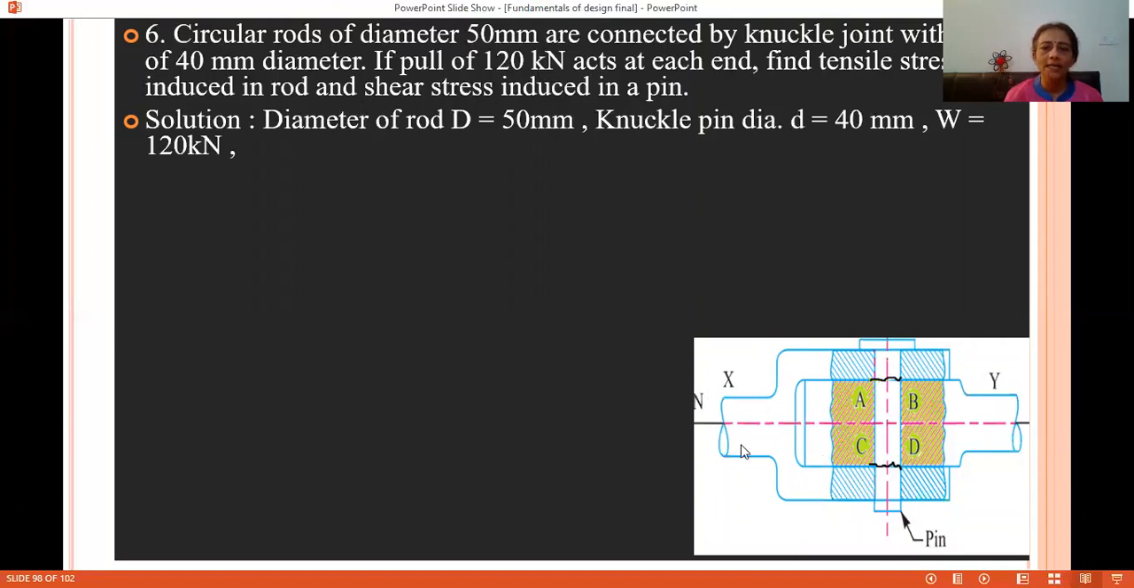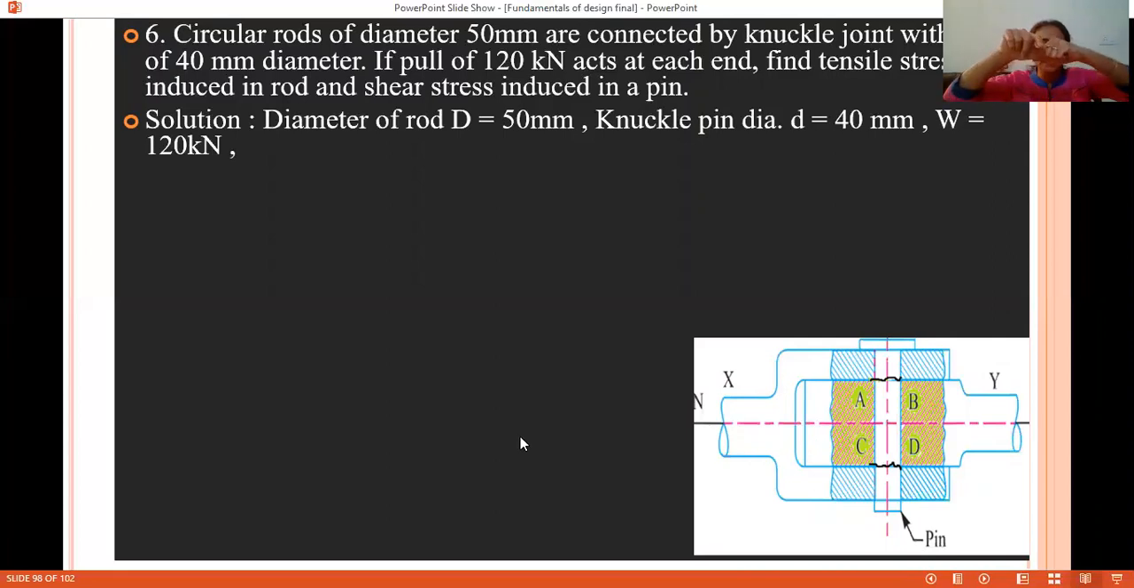The diameter of the rod is 50 mm and the diameter of the pin is 40 mm. We need to find out the tensile stress which is induced in the rod and the shear stress in the pin material. Let us write the given data. We'll denote the diameter of the rod as capital D and the diameter of the knuckle pin as small d, and W is 120 kilonewton.